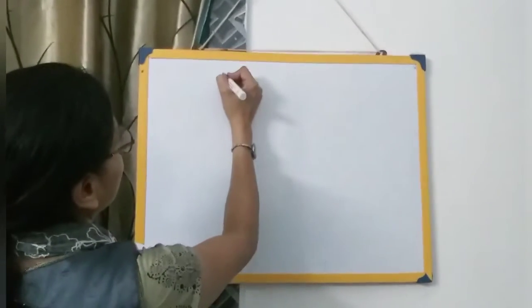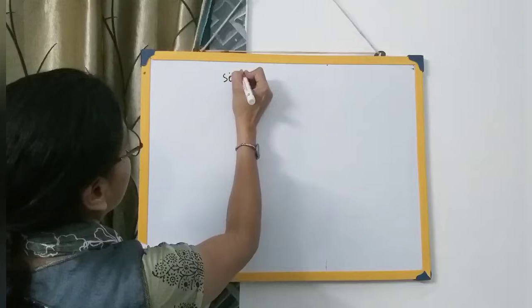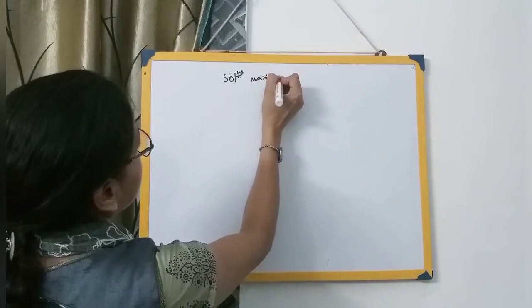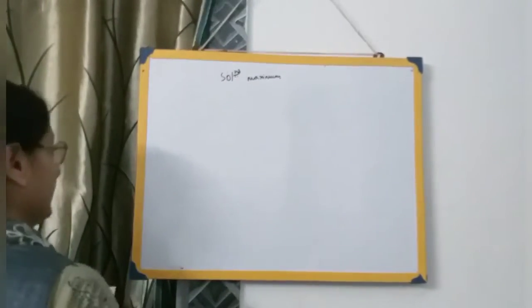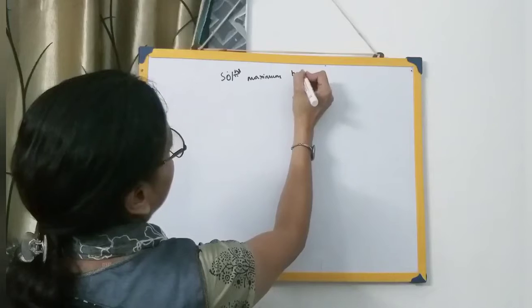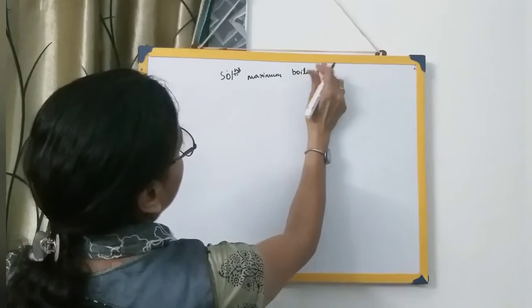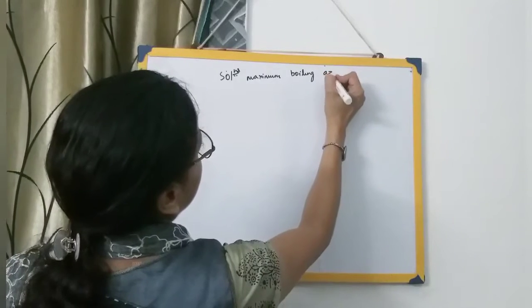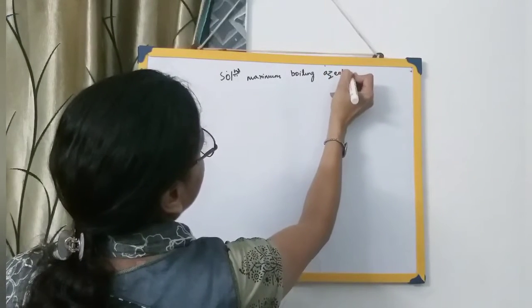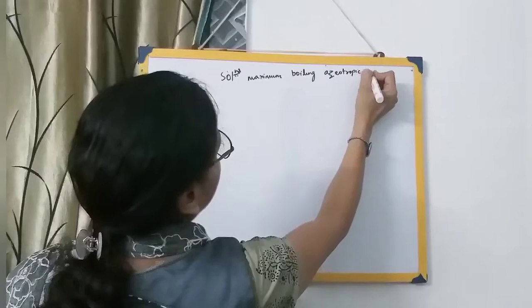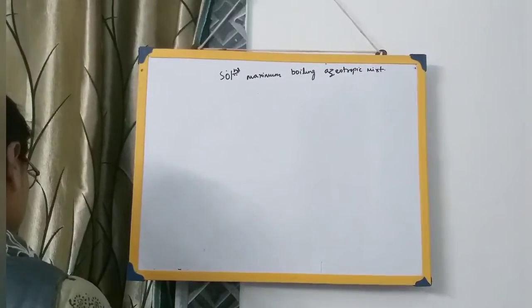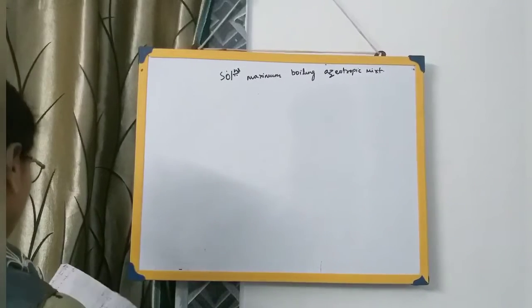Solution showing maximum azeotropic mixture, or maximum boiling. Let's come to the examples of such type of solution showing maximum boiling azeotropic mixture.